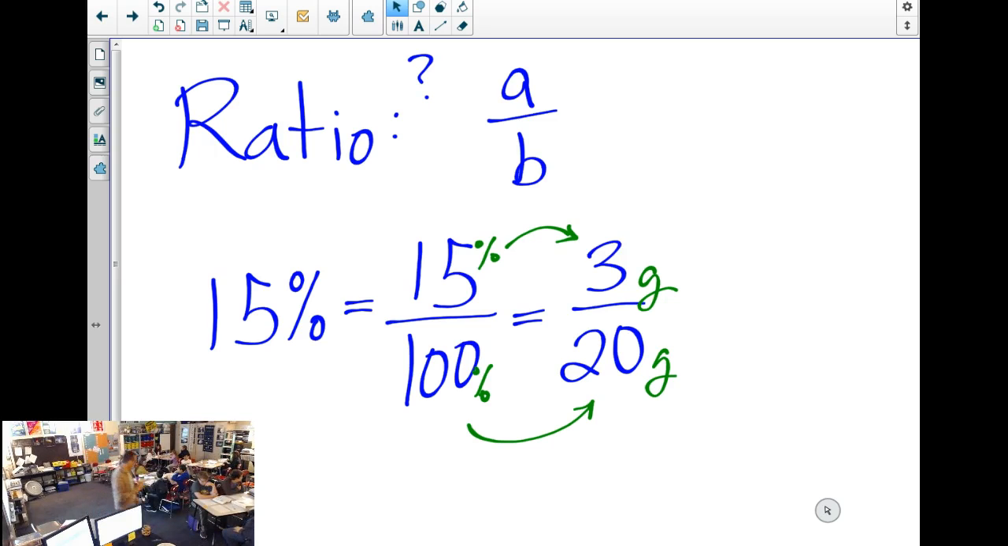All right, how much fiber do we need in a day? Make your body work right. Yeah, but what is 100%? It's all of it, right? You need all of it.